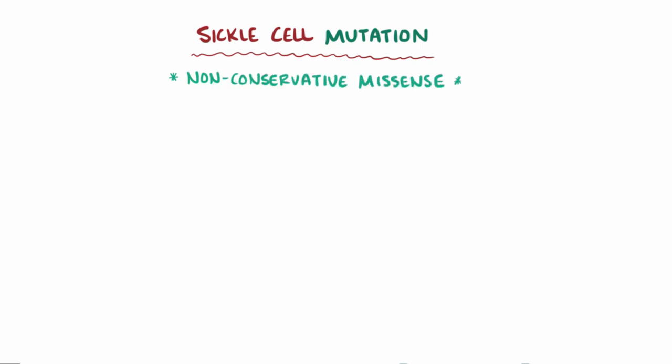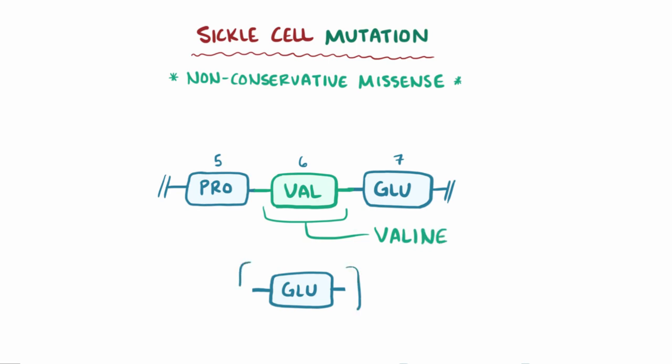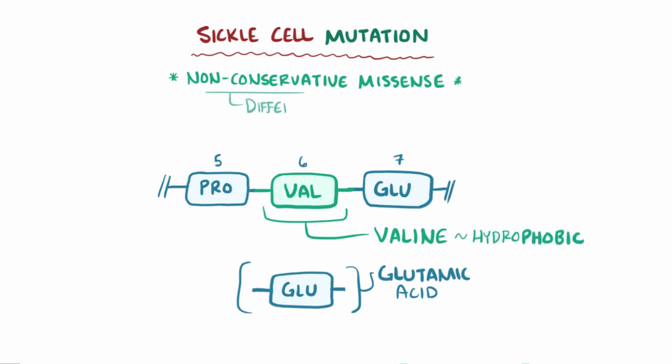Almost always, the sickle cell mutation is a non-conservative missense mutation that results in the sixth amino acid of beta globin being valine instead of glutamic acid. A non-conservative substitution means that the new amino acid, valine, which is hydrophobic, has different properties than the one it replaced, glutamic acid, which is hydrophilic.